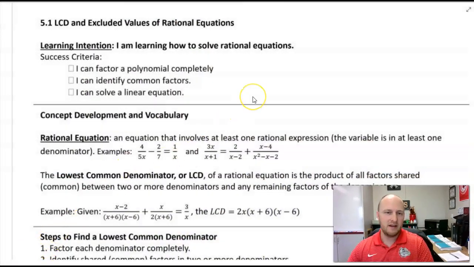This is lesson 1 of unit 5 on rational equations. Today we're going to introduce rational equations and start to talk about the essential ideas in solving rational equations, as well as problems in restrictions of domain when we want to present a final solution. We're going to focus today on learning how to solve rational equations, with the specific focus of how we factor a polynomial completely, how we can identify common factors, and how we solve a linear equation.